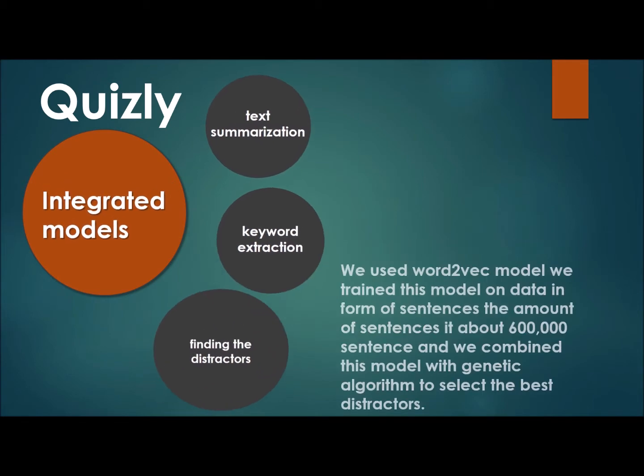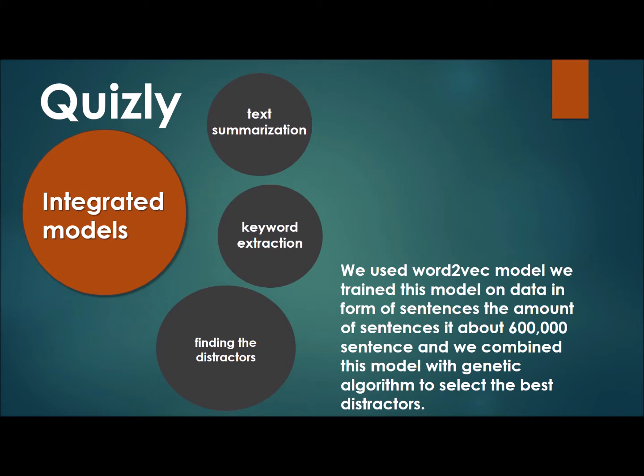Now, let's talk about our third and final step. For the distractors, we have used the Word2Vec model. We trained this model with new data in the form of sentences. We have collected some sentences in each domain to train the model on them. The amount of sentences is about 600,000, and about 10,000 of them are related to our domains, and the rest are general sentences to make the data more diverse.